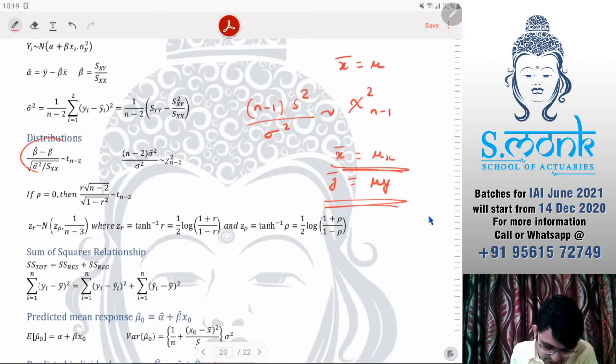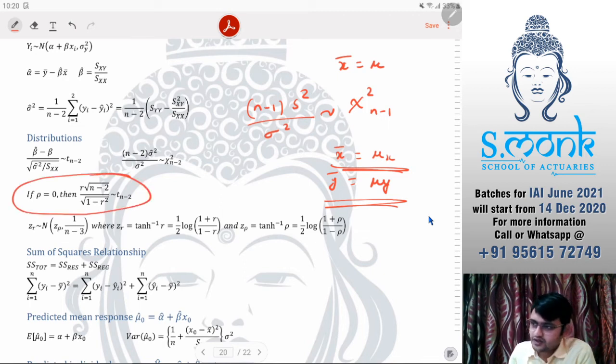then this is the distribution, or test statistic, that we will be using. If they asked us to test for the coefficient, then we will be using this. This will be used when we are assuming that our rho is equal to 0 versus not equal to 0. Okay, we are checking for rho equal to 0, then we will be using this.